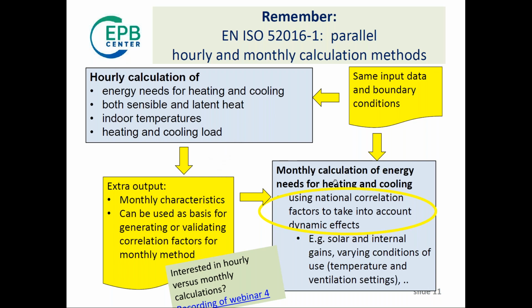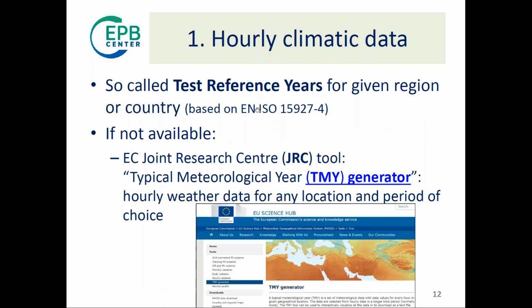Well, the beauty of having these combined in one standard is that the hourly calculation gives you as an extra output the monthly characteristics, which you could use as a basis to validate the monthly calculation method or as a correlation factor to further develop or refine the monthly calculation factor. And of course, side by side, you can see the results of the monthly and hourly calculation, if you do both. And actually in the spreadsheet, both calculation methods are covered. So, back to the set of input data.